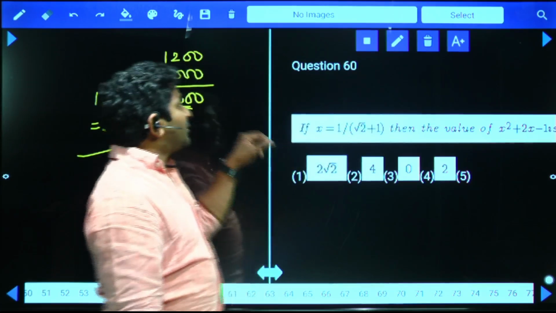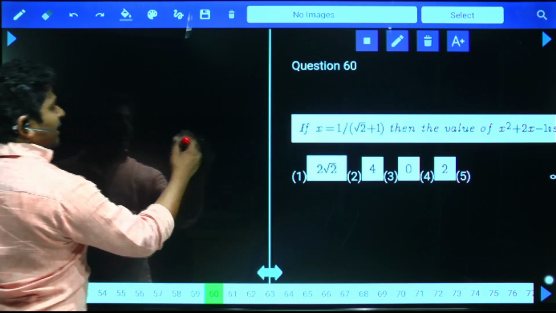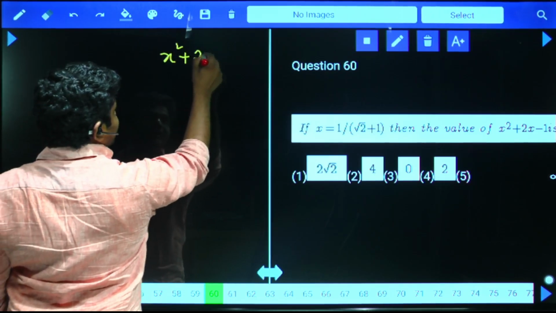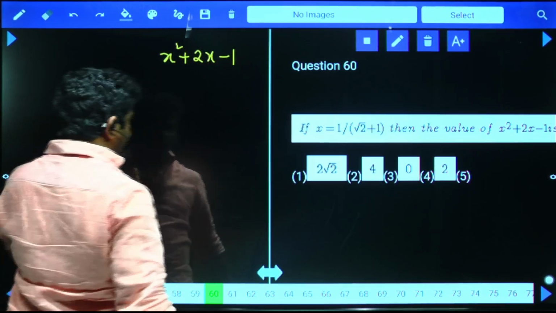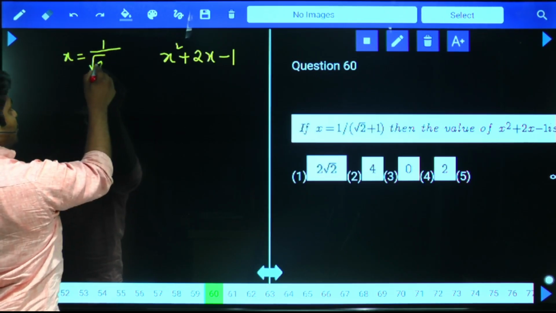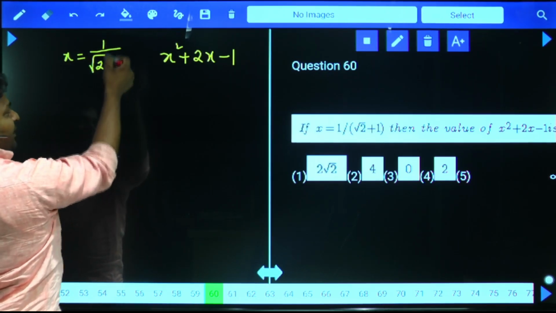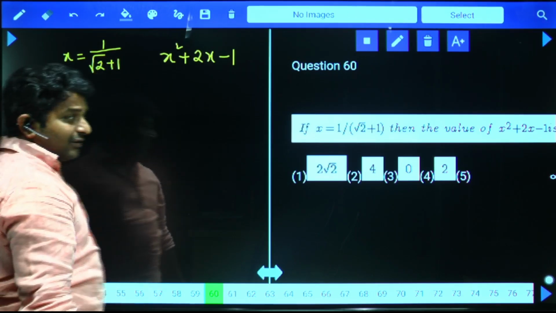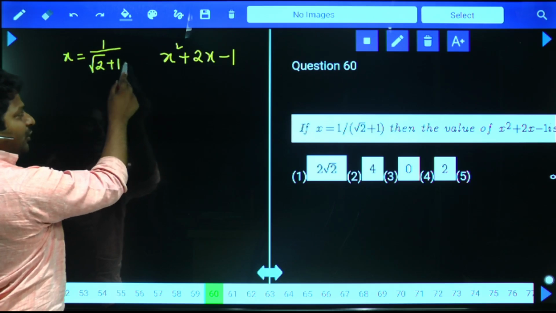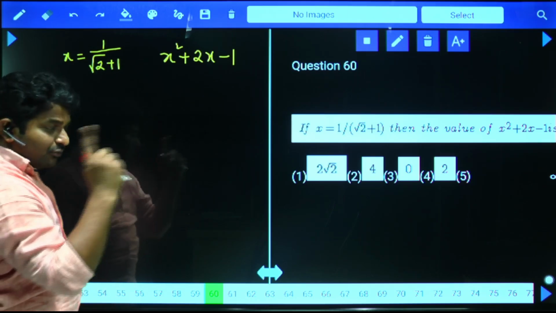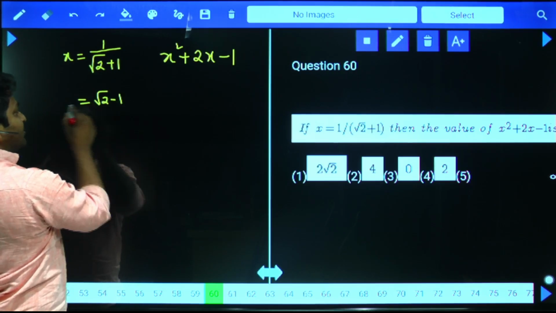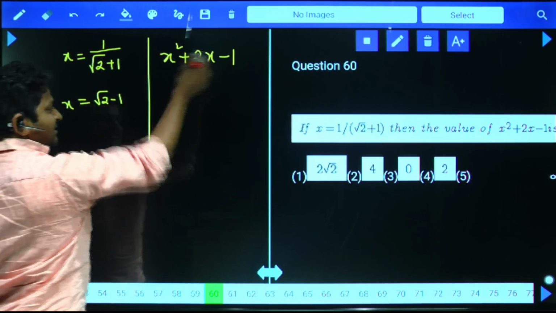X is equal to 1 by root 2 plus 1, and you are asked to calculate x square plus 2x minus 1 is equal to how much? If x is equal to 1 by root 2 plus 1, now if you multiply both numerator and denominator with root 2 minus 1, denominator we will have root 2 plus 1 into root 2 minus 1, that is 2 minus 1, 1. So this value is equal to root 2 minus 1. Okay. Now your question is this one.